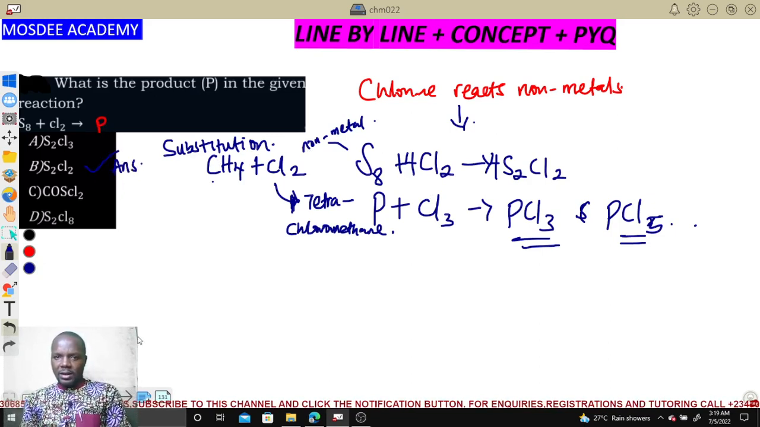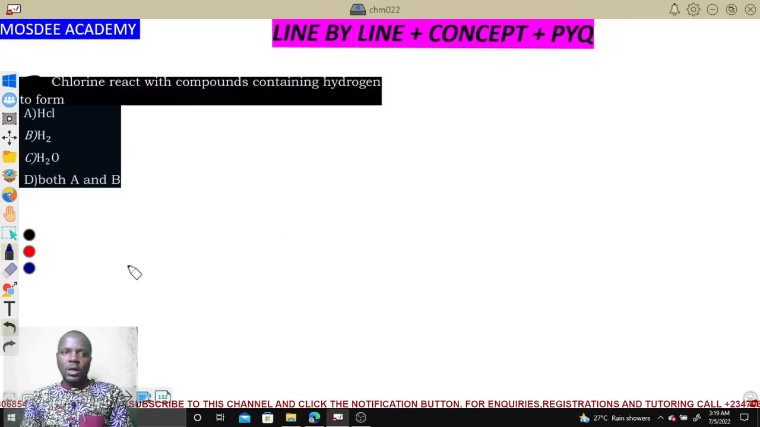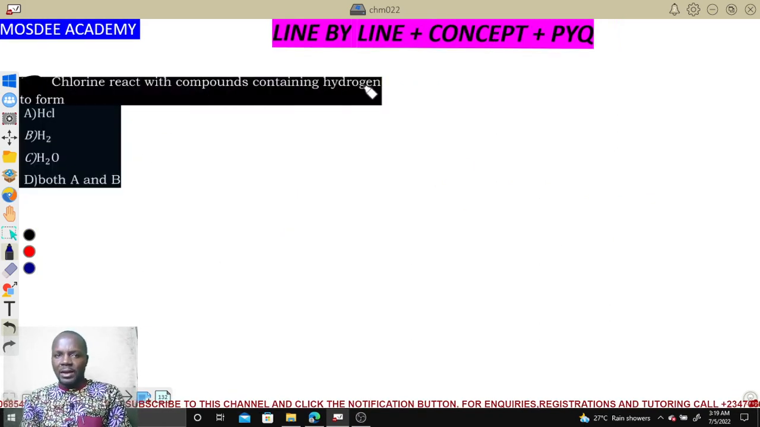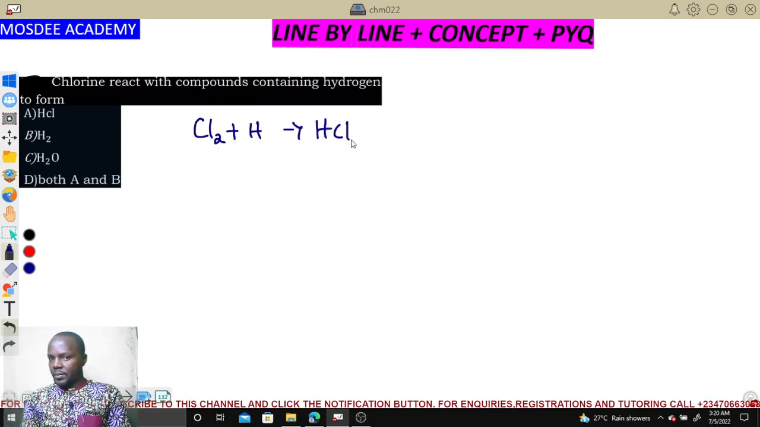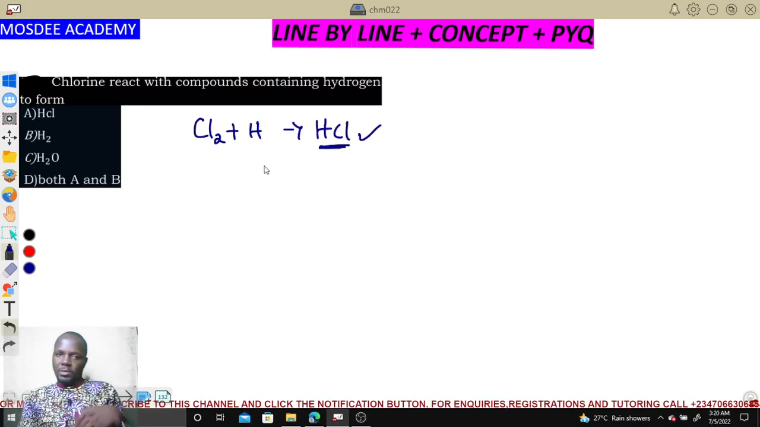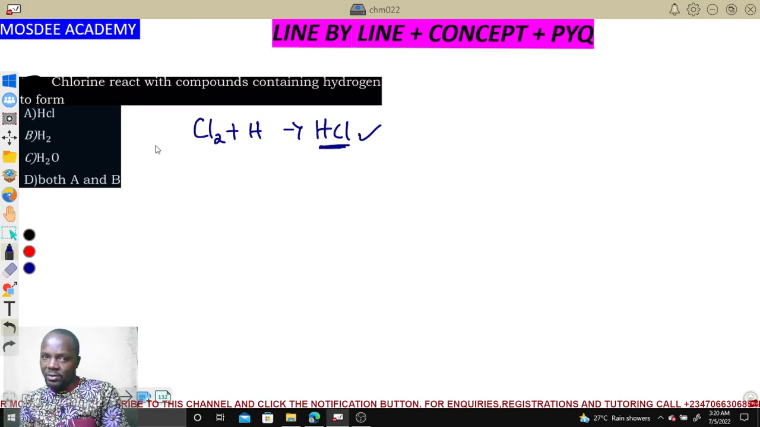Yeah, the next one, we are in the reactions. We are almost done. Chlorine reacts with compounds containing hydrogen to form dash. Chlorine plus hydrogen, that's very simple. That is halide, so be careful about that. Chlorine combined with hydrogen gives hydrogen chloride, which we are still going to talk about maybe in the next chapter. But don't worry, hydrogen chloride, talking about aqua regia and stuff like that.